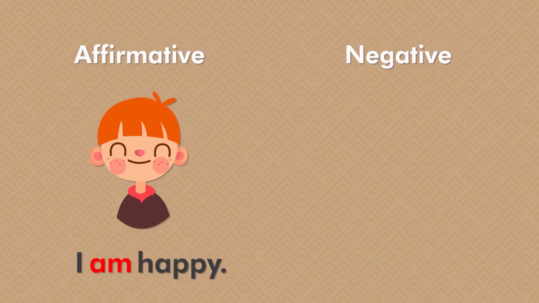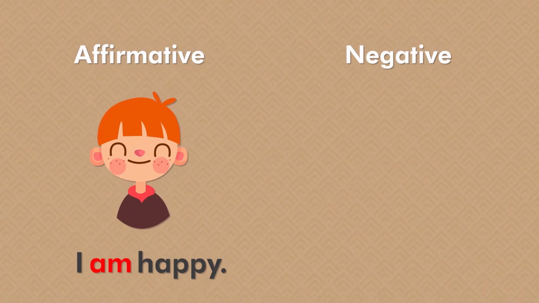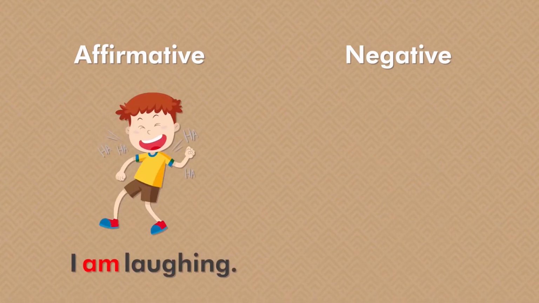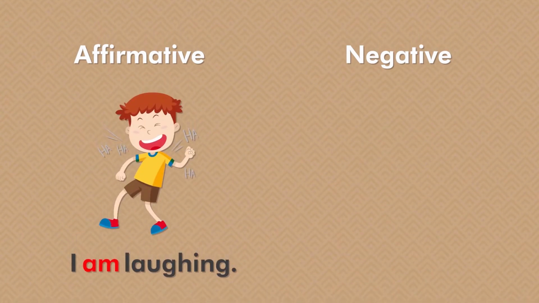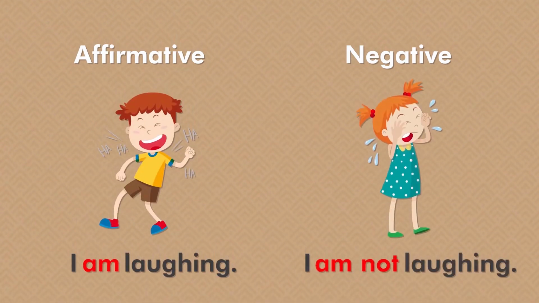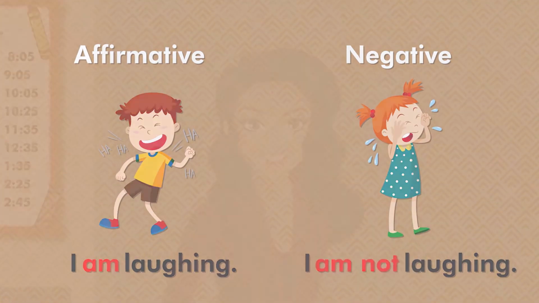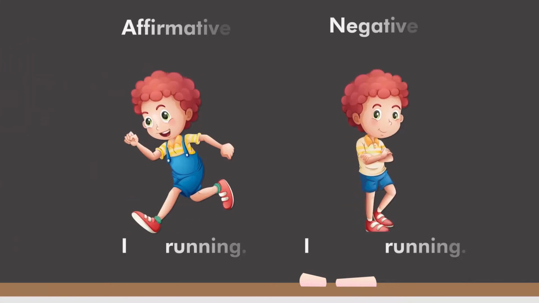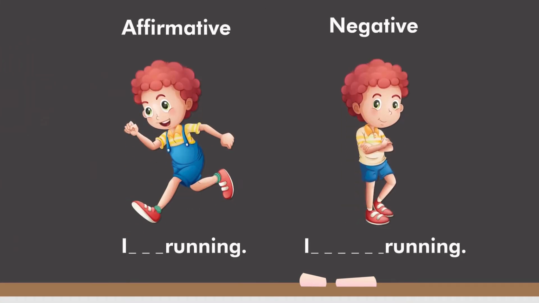I am happy. I am not happy. I am laughing. I am not laughing. Now it's your turn. Can you fill in the blanks for me? That's right. I am running. I am not running. You got it.